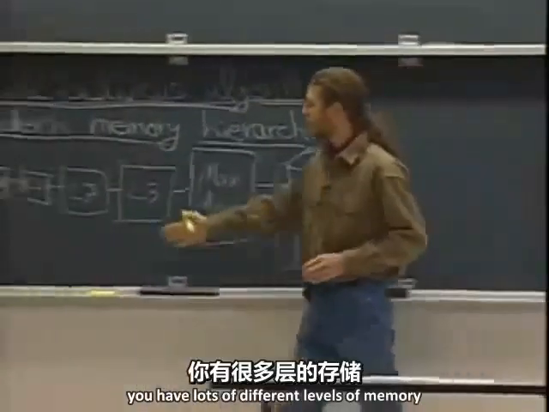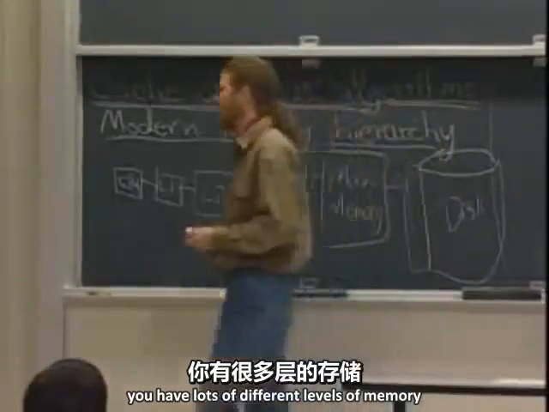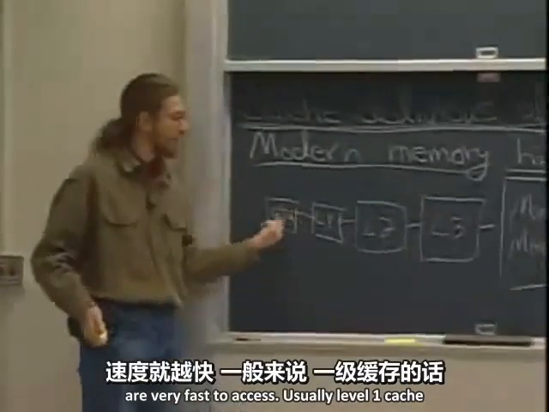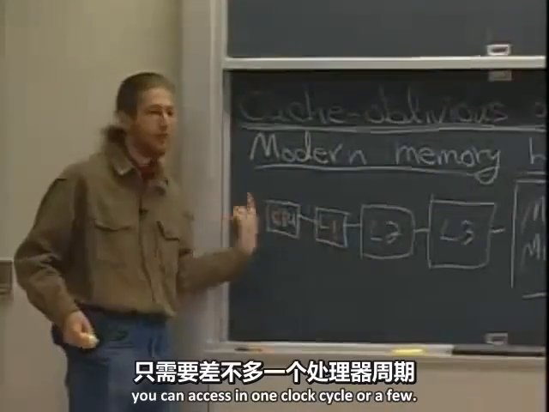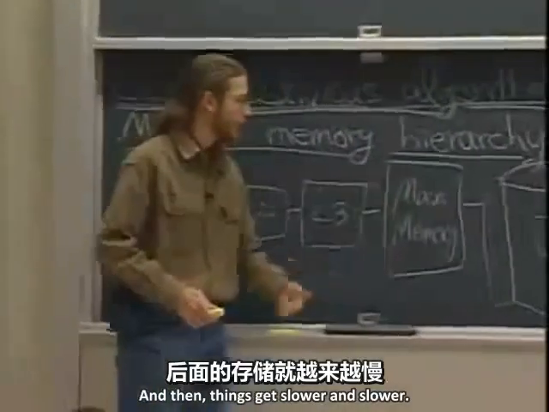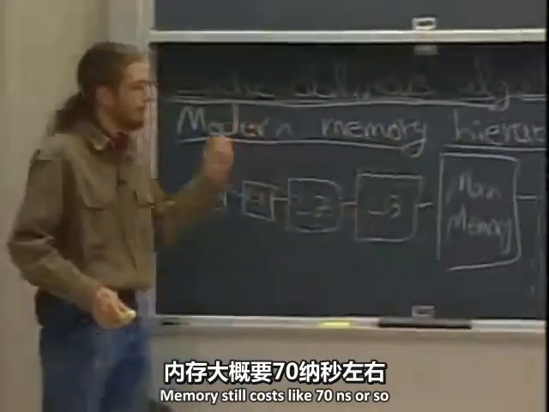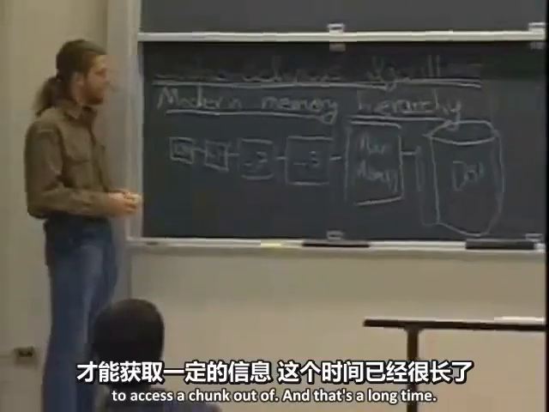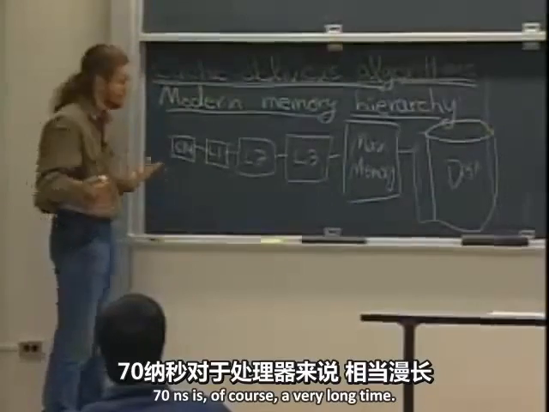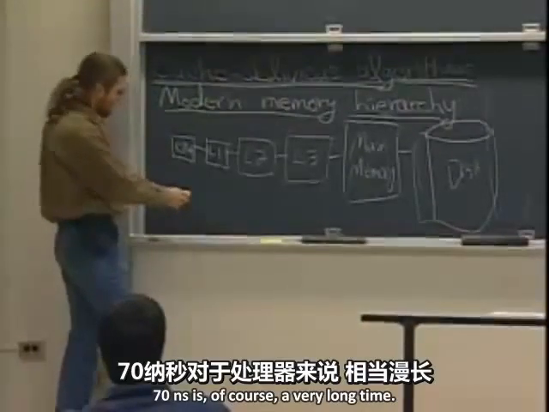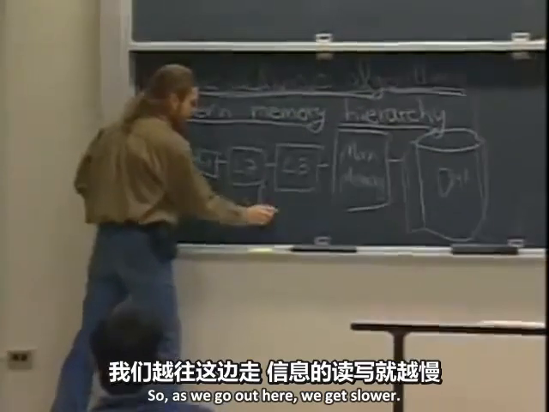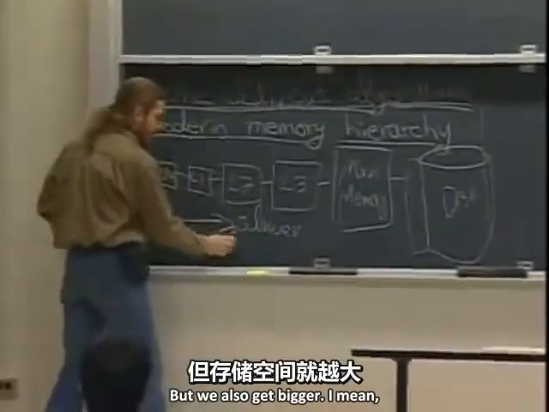So the point is you have lots of different levels of memory. What's changing here is that things very close to the CPU are very fast to access. Usually level 1 cache you can access in like 1 clock cycle or a few. And then things get slower and slower. Memory still costs like 70 nanoseconds or so to access a chunk, and that's a long time. 70 nanoseconds is, of course, a very long time. And so as we go out here, we get slower, but we also get bigger.